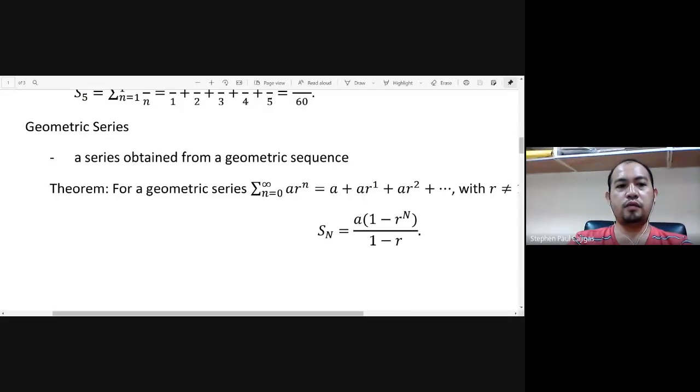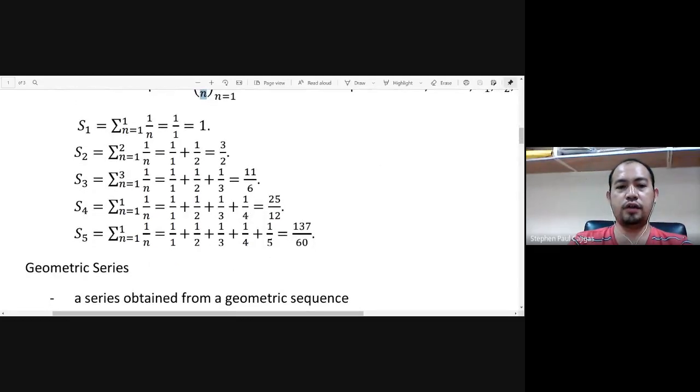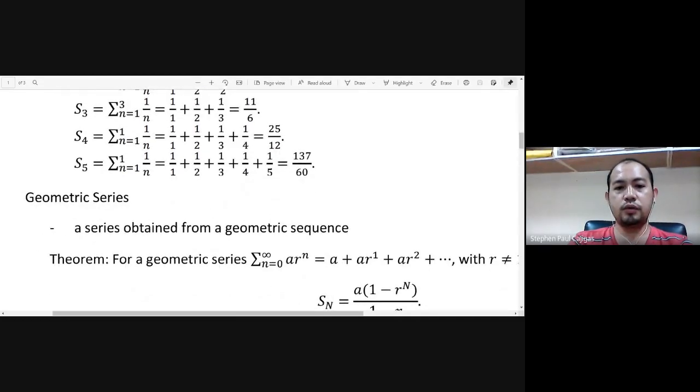So we will now be looking at geometric series. This is a kind of series that is obtained from a geometric sequence. Here, this 1 over n is not a geometric sequence, so we cannot use our theorem here. What we want to use are only geometric sequences.